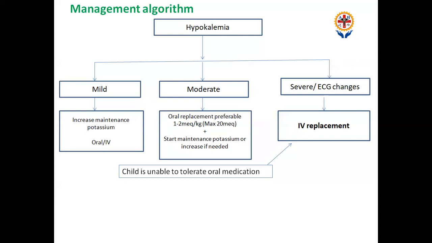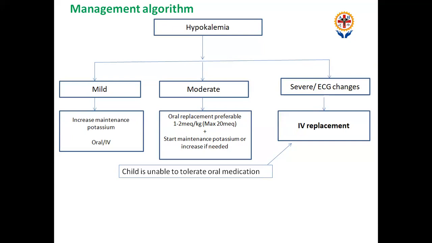So moderate, preferably oral, give oral replacement, 1-2 milliliters per kg. So maximum you can give it at its dose. Then you need to start the maintenance potassium, increase the potassium. But just giving the replacement is not sufficient. You need to see what maintenance potassium the child is getting, whether it is getting adequate potassium or not. If not, please increase it. Just giving a single short dose is not going to benefit the child.